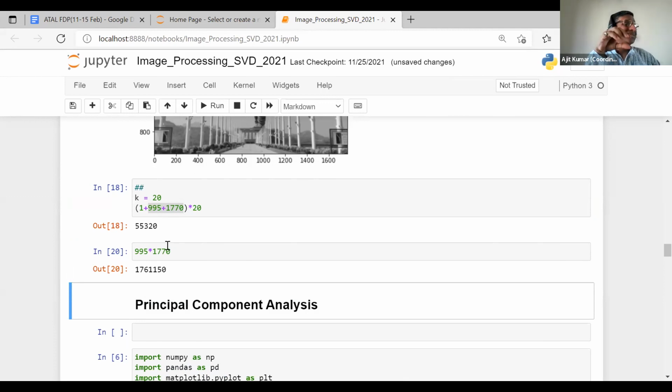Okay, so that is one application of singular value decomposition. This is also called, in machine learning, a dimensionality reduction problem. Right? So out of 995, let us say parameters, you have reduced to 20 and you have got a very good result.